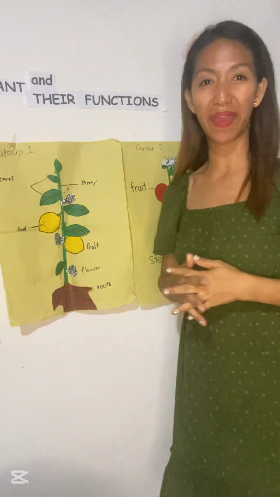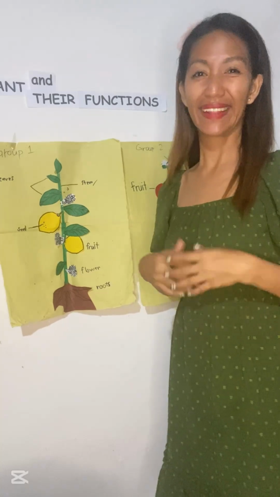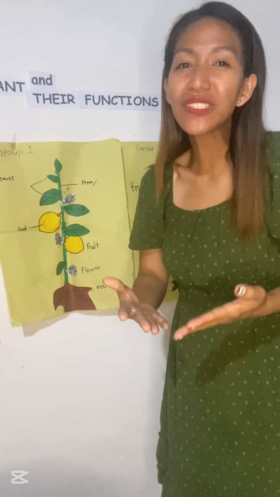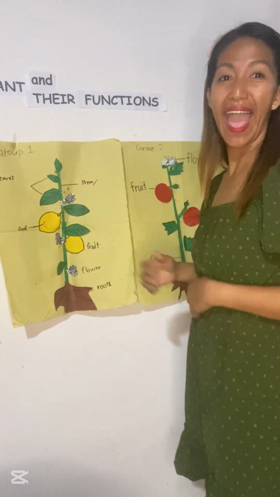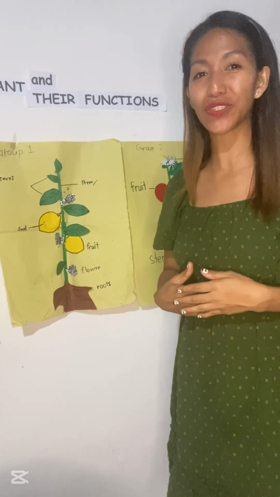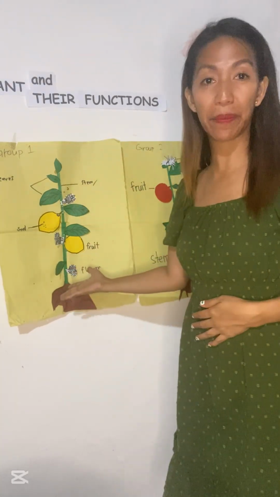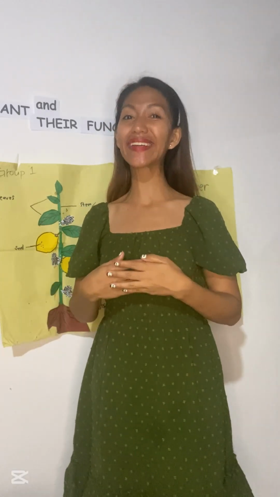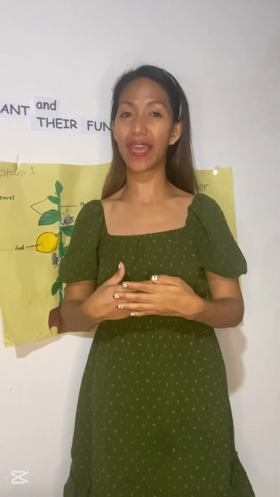Wow, you are done making your plant collage. This time, let us listen to your discussions and how you came up with this output. And of course, you are going to tell the different parts of the plant and, of course, their functions. Thank you very much, Group 1 and Group 2, for sharing your ideas about plant parts and their functions to the group. That was a very good job.